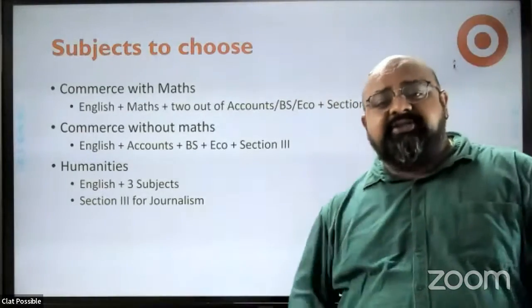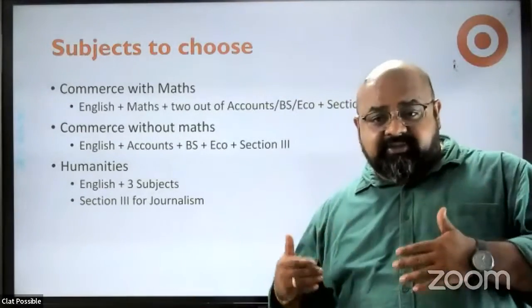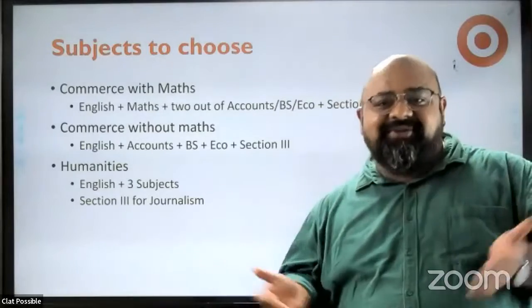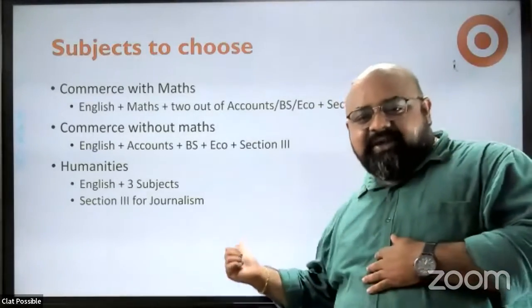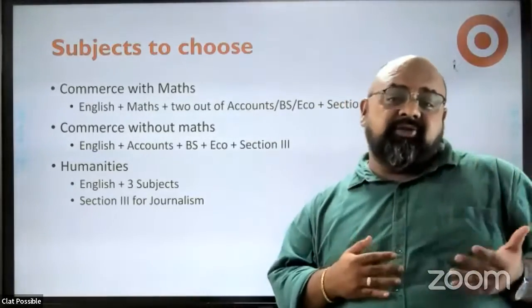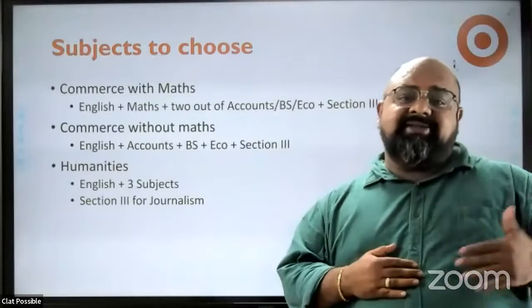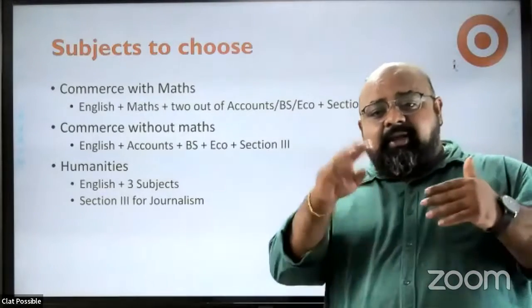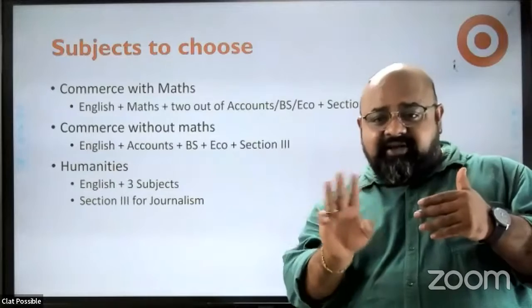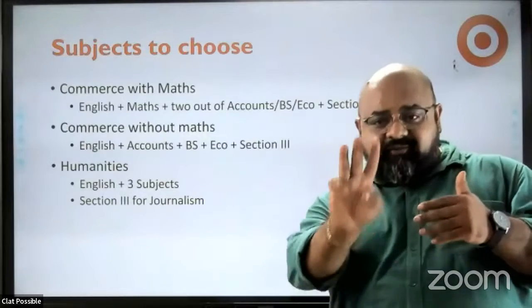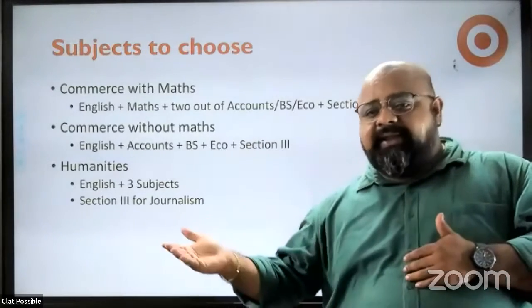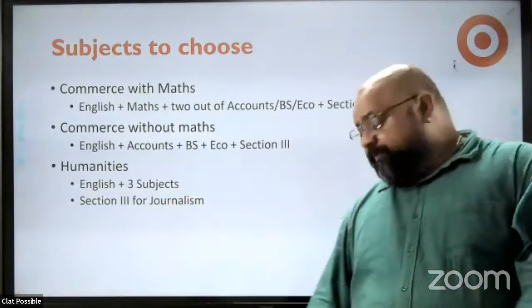Now, here my assumption is a humanities student does not have maths, which I know is unnecessary to say, but if you do not have maths, that is when I say you can look at this. If you're a humanities student who has maths, then my suggestion would be look at English, maths, plus 3 of your subjects, to be on the safer side so that your best of 3 score is still good. And then apart from that, section 3.